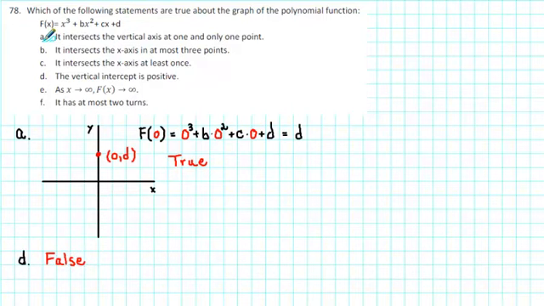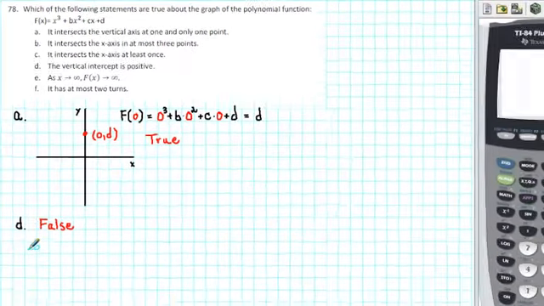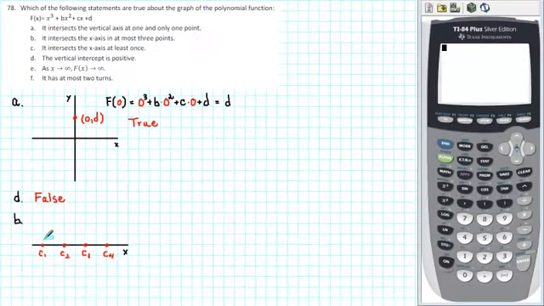Let's go back to part B. It intersects the x-axis in at most 3 points. Well, let's suppose this was a false statement. Suppose the function intersected the x-axis in more than 3 points. Let's say 4 points. Let's suppose the function intersected the x-axis at c1, c2, c3, and c4.